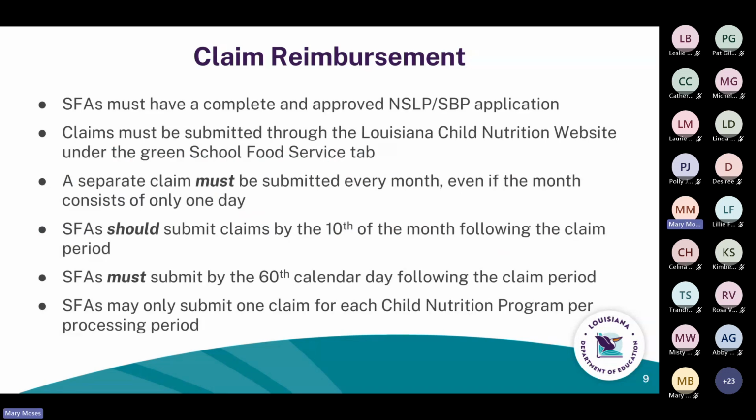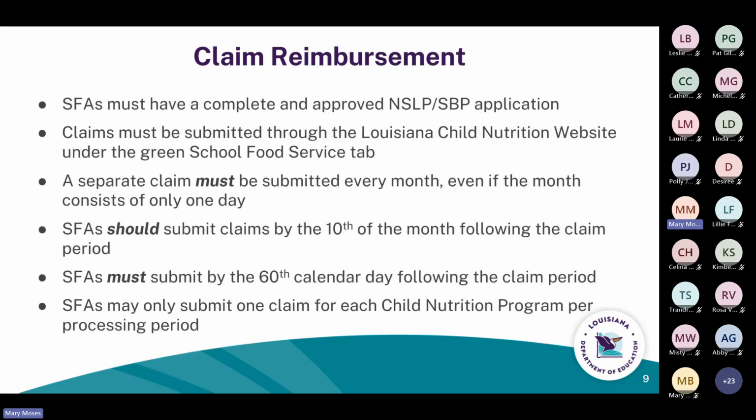To be eligible for claim reimbursement, the organization must have a complete and approved NSLP SBP application. All claims must be submitted electronically by accessing the Louisiana Department of Education Child Nutrition Program website. A separate claim must be submitted for every month, even if the month consists of only one day of meal service to students. SFAs should submit claims by the 10th of the month following the claim period. SFAs must submit by the 60th calendar day following the claim period. SFAs may only submit one claim for each child nutrition program per processing period.